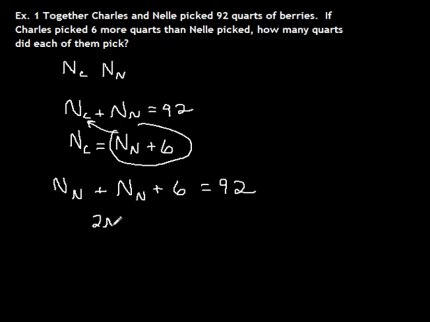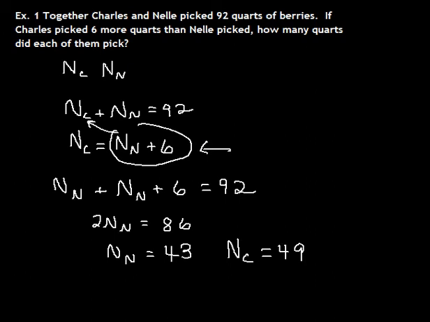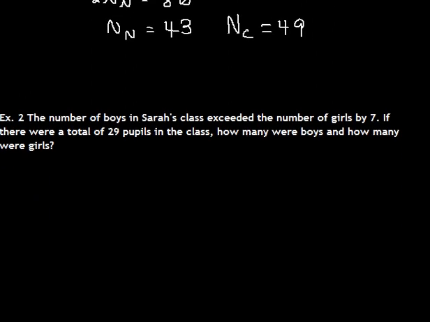So we get 2 times the number that Nell picked equals 92 minus 6, which would be 86. And the number that Nell picked is 43. And so the number that Charles picked is 6 more than Nell picked, so it would just be 43 plus 6, which is 49. I don't think we'll find these too difficult. This is the hardest equation right here to write. Let's do the next one.